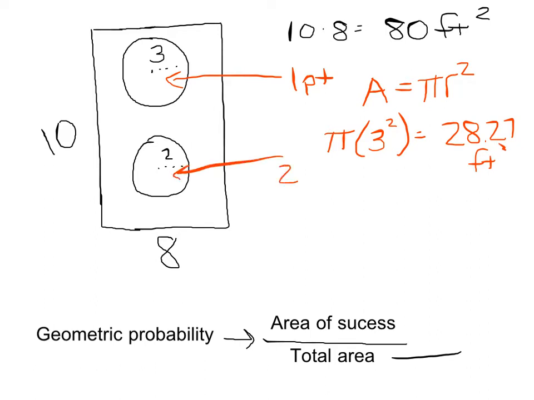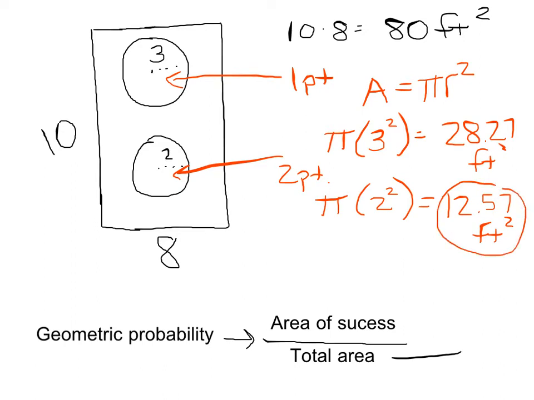Let's say this is a 2-point circle. I get 2 points if the ball lands in here. I'm going to do the exact same thing, and I end up with 12.57 feet squared. Now I have the area of success. I have the area for the 2-point circle, and I have the area for the 1-point circle.